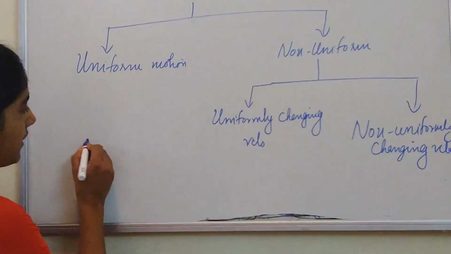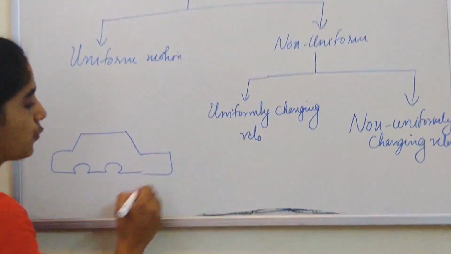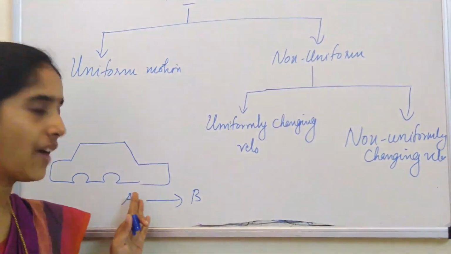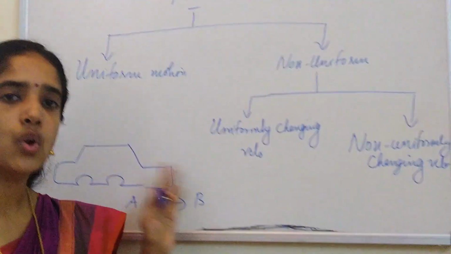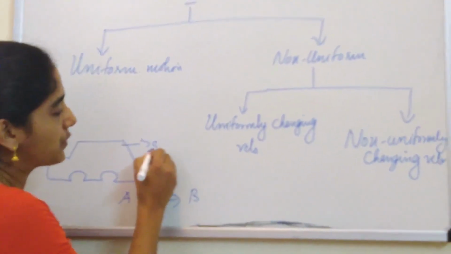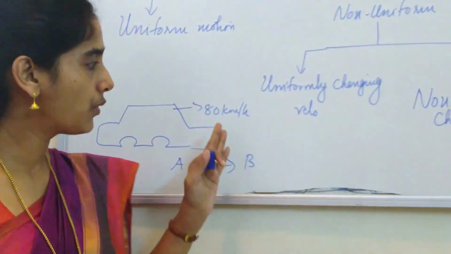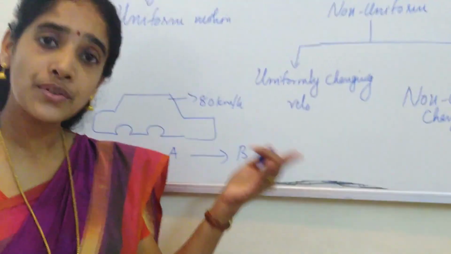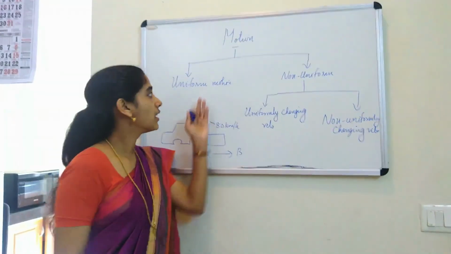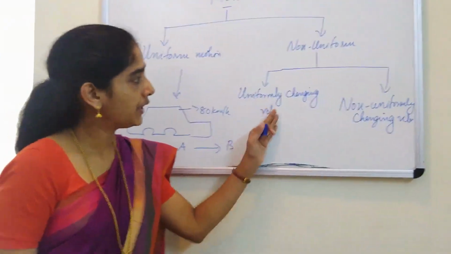Suppose there is a car traveling from A to B. Suppose the car travels throughout the journey with a constant speed. Just imagine it travels with a constant speed, suppose 80 kilometer per hour towards east. So what can you say about the change in velocity of this car? Change in velocity is zero. Change in velocity is zero means velocity is constant. What type of motion do we talk about? Uniform motion.